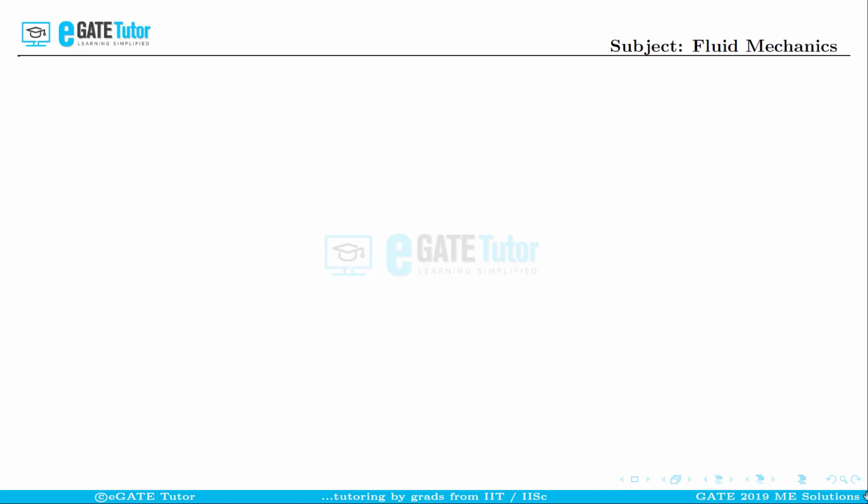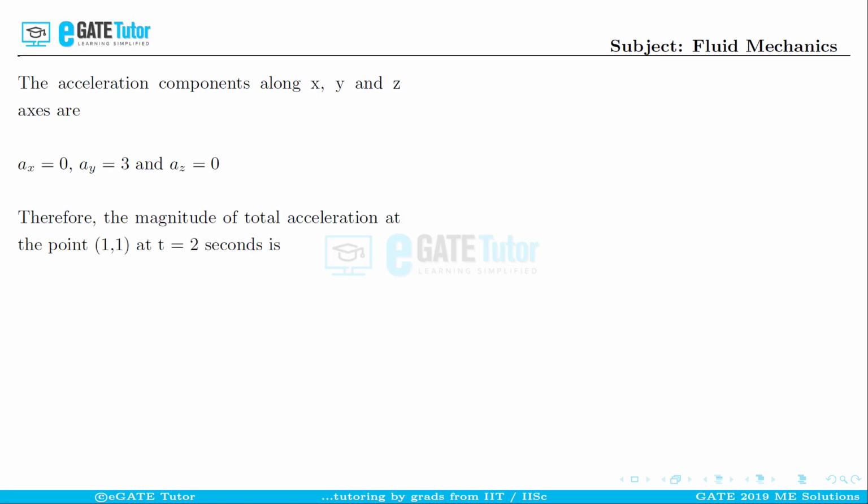Now, we got the components of acceleration as AX = 0, AY = 3 and AZ = 0. Therefore, the magnitude of total acceleration at the point X, Y = 1, 1 and T = 2 seconds is √(AX² + AY² + AZ²). So substituting the corresponding values and simplifying will give us the magnitude of total acceleration as 3 meter per second square.